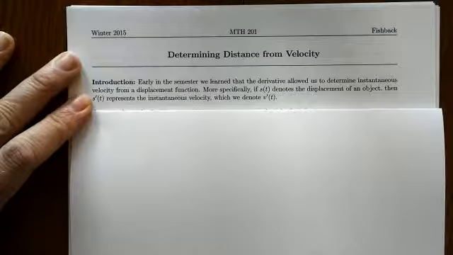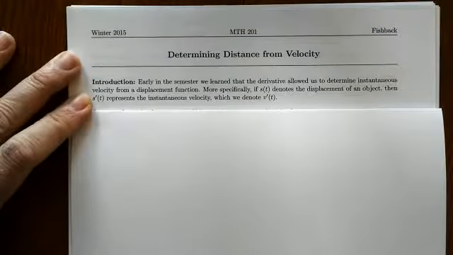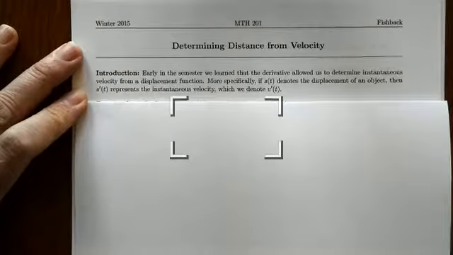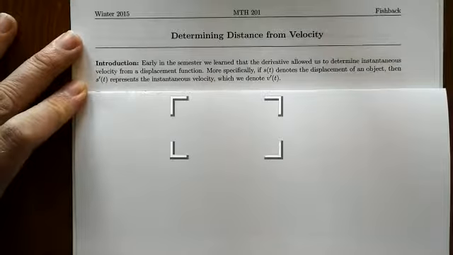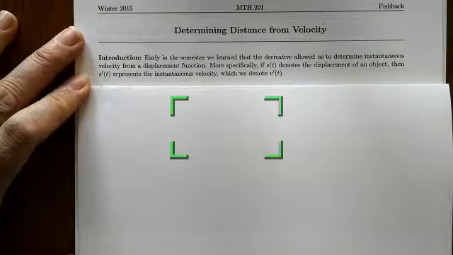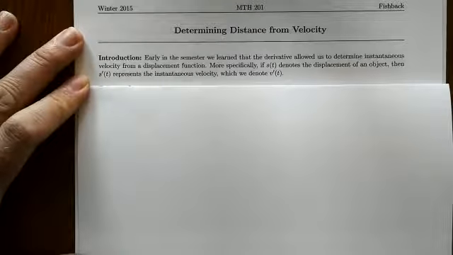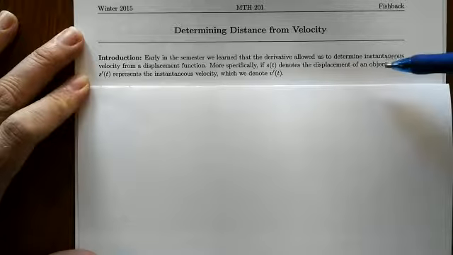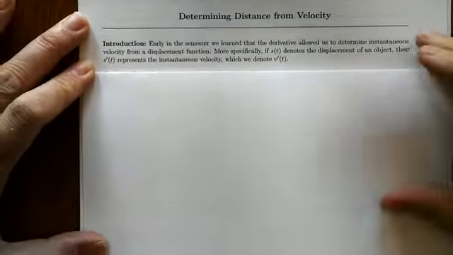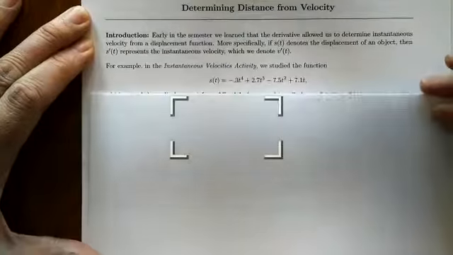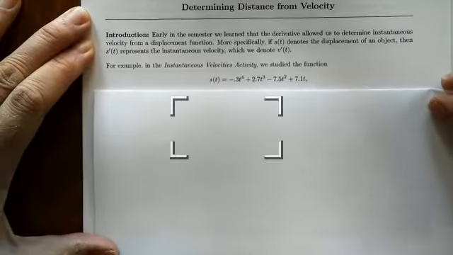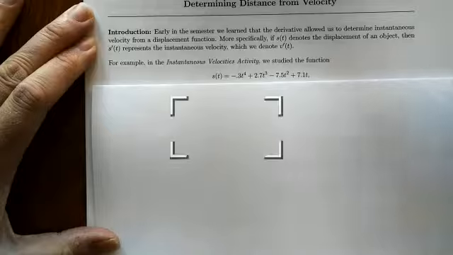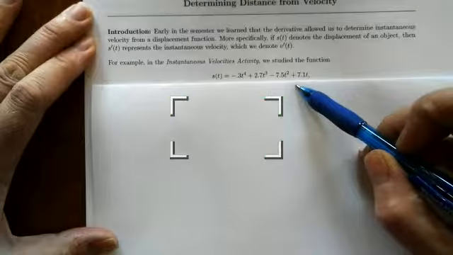Over the course of the semester, actually at the beginning of the semester, we discussed what's called the velocity distance problem, namely that if we had a displacement function of some type, how could we go about determining the velocity function? We started with displacement, and then from there we went to determine the velocity, and of course that was given by the derivative. For example, in the instantaneous velocity activity, we studied the following displacement function.